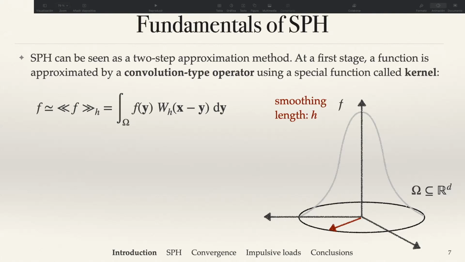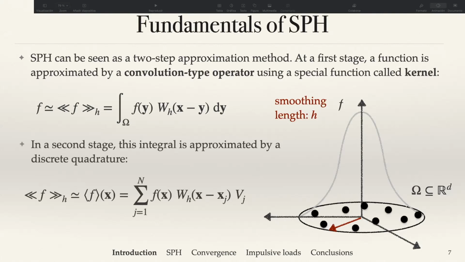be compactly supported. Now, at a second level of approximation, this integral is approximated by a simple quadrature, where the evaluation points, denoted here by xg, coincide with the particle positions, and here is the Lagrangian nature of the method. This level of approximation is governed by the interparticle distance.